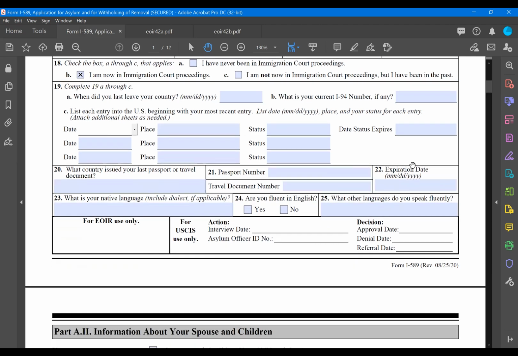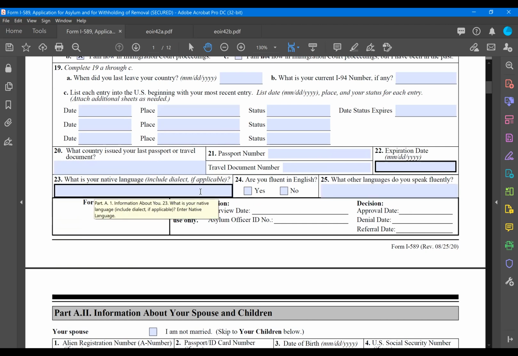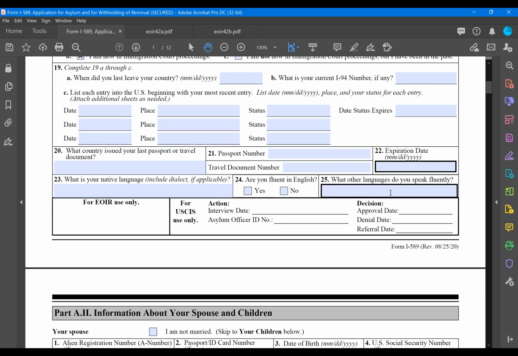These questions are pretty straightforward. Just if they have a passport or travel document, you input the information here. 23 through 25 ask about languages. What is their native language? Are they fluent in English and any other languages they might also speak fluently? Most of my clients have Spanish, not fluent in English, and don't have other languages. But my African clients, maybe their native language is English and they're fluent, but they also speak several tribal languages as well. So just be sure to ask the client about all their languages.